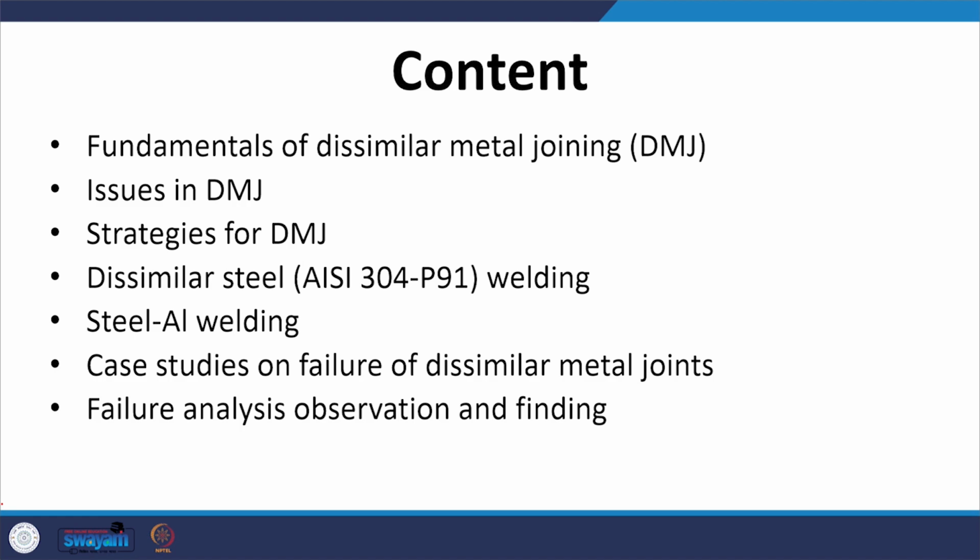Then we will take up another dissimilar metal combination, that is steel aluminum welding. Thereafter, we will take up one case study where failure analysis of dissimilar steel joints has been undertaken, and that will include the failure analysis observations and the findings.